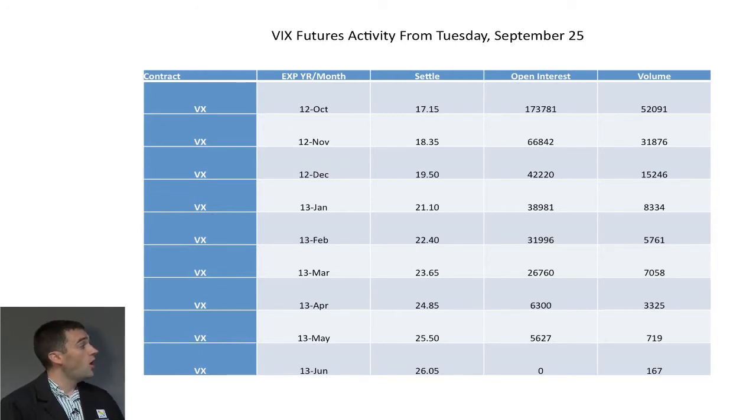And to talk about volume, you can see the volume really concentrated in the front month future. The front month and the second month are the two that are involved in the VXX calculation. So you get a lot of ETP paper on those two. But also the front month is the most volatile. It's the one that moves the most.